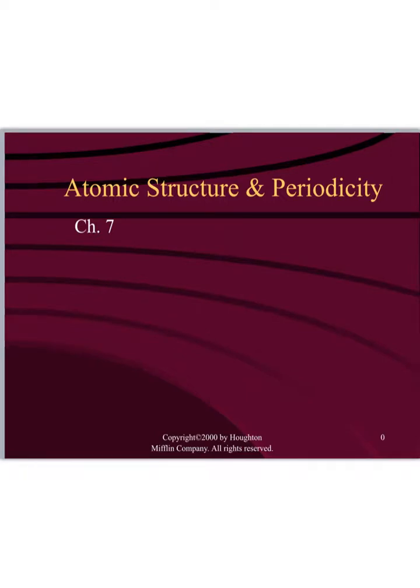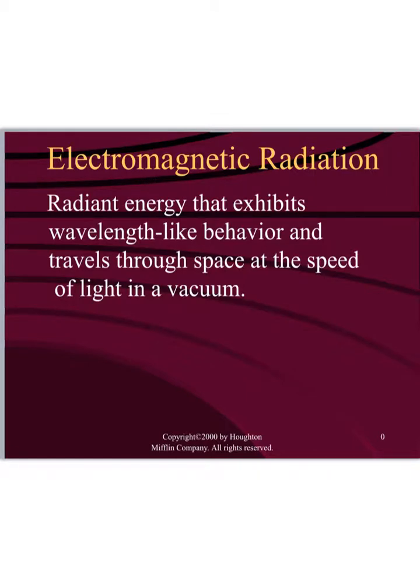Hi everyone, so here we are on Chapter 7, and Chapter 7 is on atomic structure and periodicity. There is a lot of information in Chapter 7, so we're going to break it down into smaller pieces. Just for today, we're going to talk about light, the electromagnetic spectrum, waves, and some of that stuff, and then we'll get deeper into it. So the first thing that I want to talk about is the electromagnetic spectrum, okay?